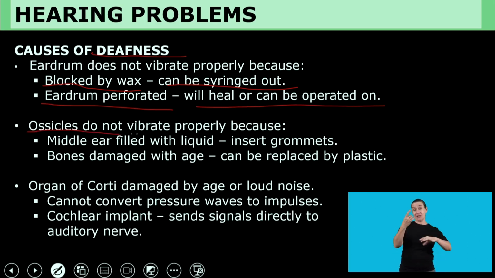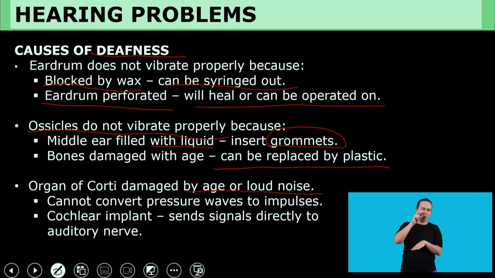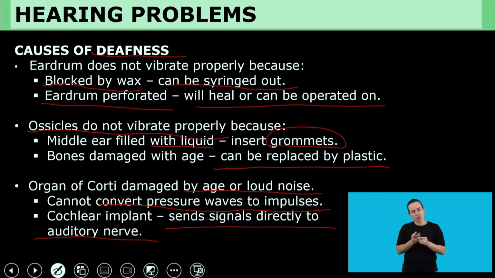Sometimes the ossicles do not vibrate properly because the middle ear is filled with liquid. The solution is the insertion of grommets. Then bones damaged with age can be replaced with plastic. Sometimes the organ of Corti is damaged by age or loud noise and cannot convert pressure waves to impulses. The solution is a cochlear implant, which sends signals directly to the auditory nerve, which will send it to the cerebrum for hearing to be interpreted.